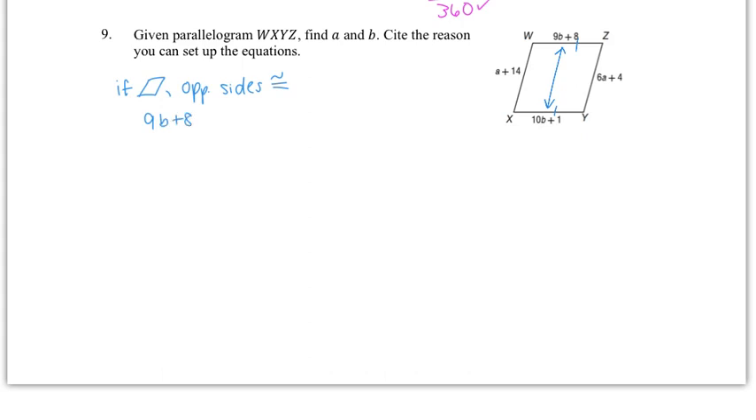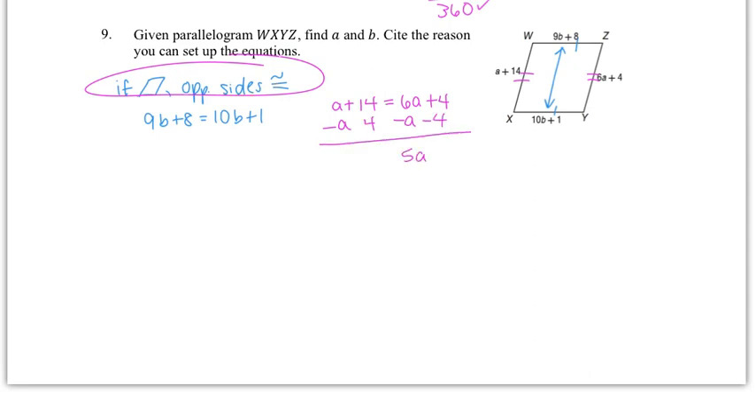So 9b plus 8 is equal to 10b plus 1. And we also know the same reason for this other side. Okay? So for both equations, the reason is if parallelogram, then opposite sides congruent. And then guys, this is really like some of the easiest equations to solve. So don't be rushing too much because there's no reason you should get these wrong.